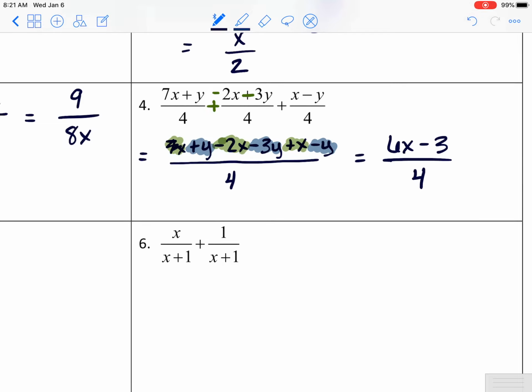Now I can factor this. I can go one step further, and if I factor that, I can take out a 3, so that leaves me with 2x minus 1 over 4. And that looks like that would be my final answer for number 4.